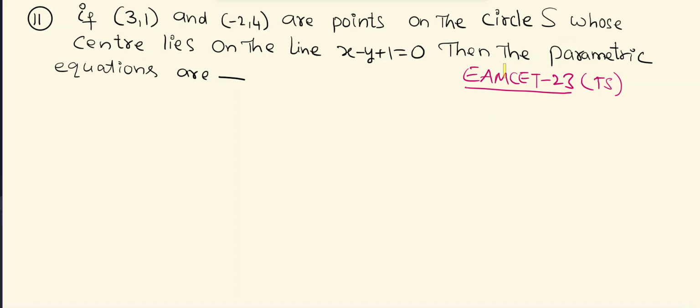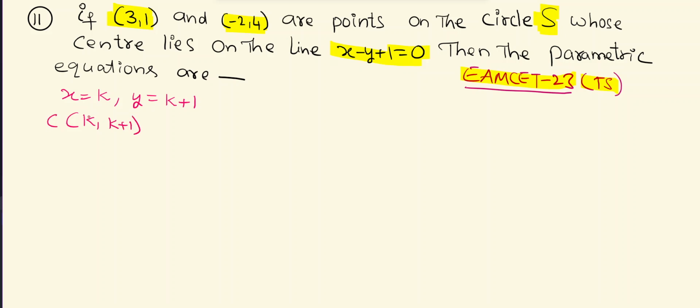This is the next question from circles, EAPCET 23 TS. Here it is given that (3, 1) and (-2, 4) are points on the circle S, whose center lies on the line x minus y plus 1 is equal to 0. Then the parametric equations are. So the center lies on this line. Take center x is equal to k, and substituting, y is equal to k plus 1. This is the center (k, k plus 1).